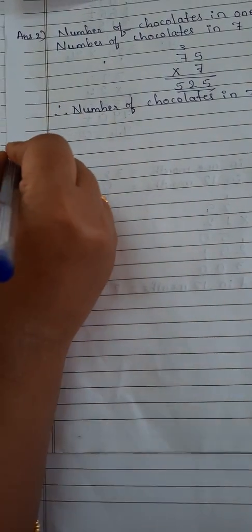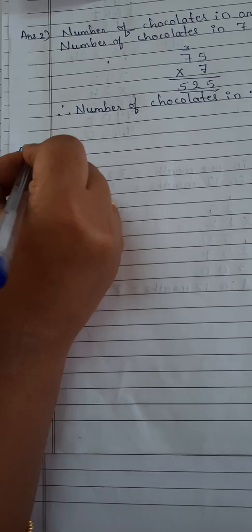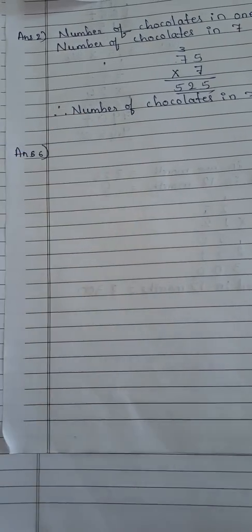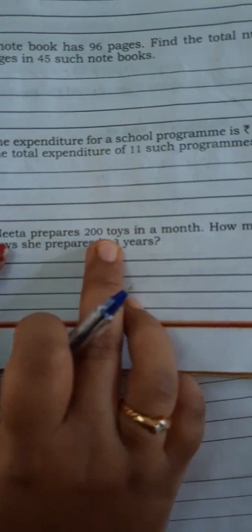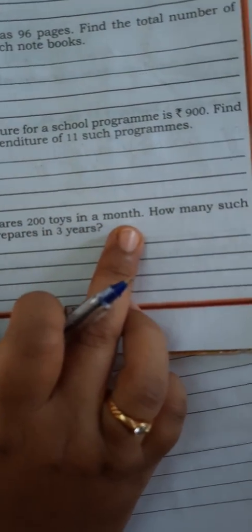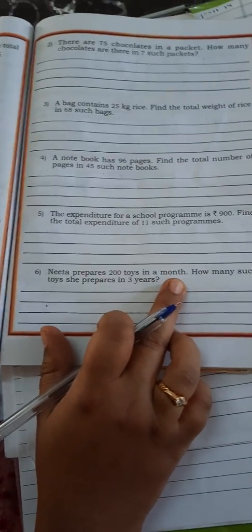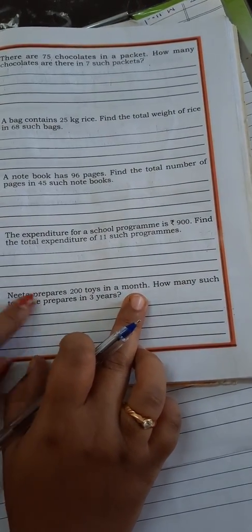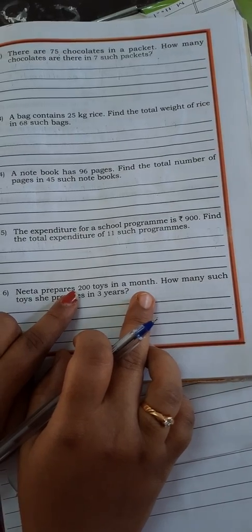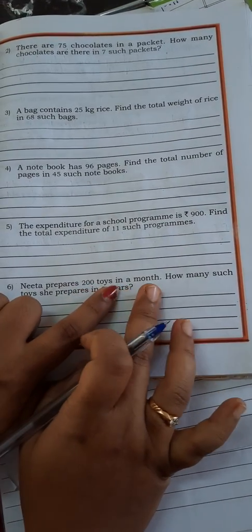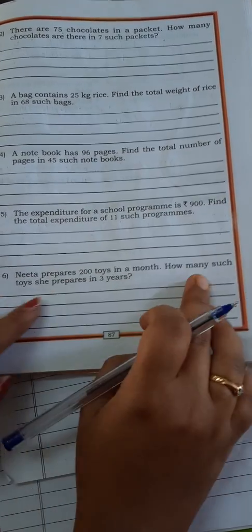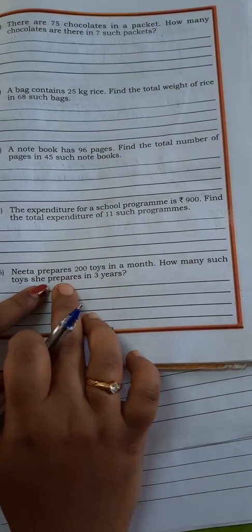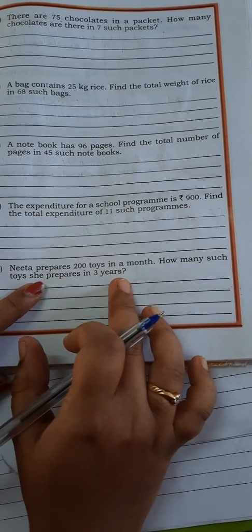Sixth question. Answer number 6. So what is the question? Neeta prepares 200 toys in a month. Neeta prepares means what? She'll prepare 200 toys in a month. In 1 month 200 toys ready ಮಾಡ್ತಾಳಂತವಳು. How many such toys she prepares in 3 years?